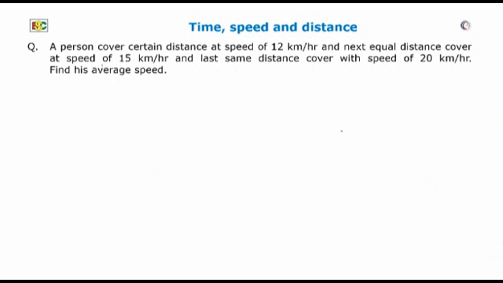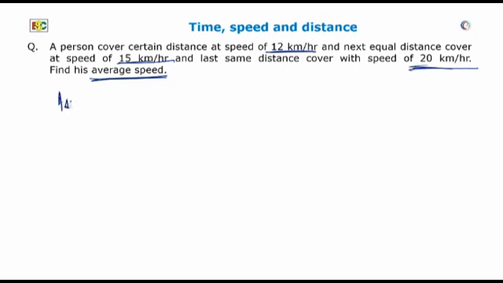Next question is, a person covers a certain distance at a speed of 12 km per hour, the next equal distance at a speed of 15 km per hour, and the last same distance with a speed of 20 km per hour. So we have to find his average speed. Again, for solving this question, we will assume the distance for one part, and that will be equal to the LCM of all the given speeds, that is 12, 15 and 20.